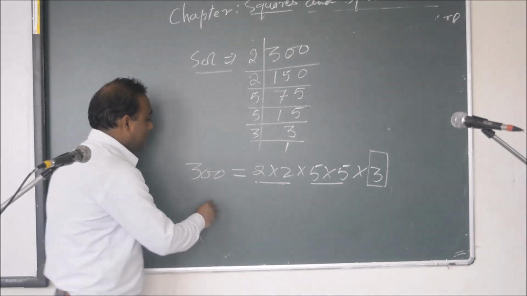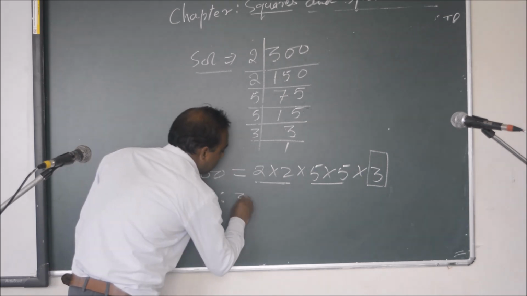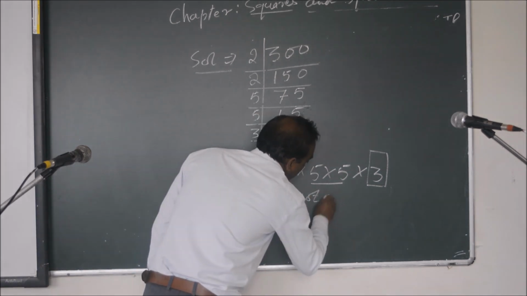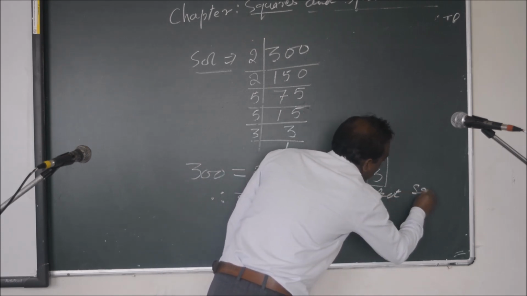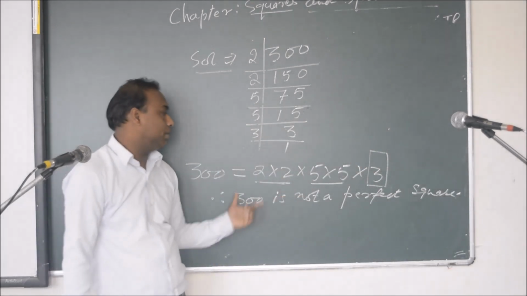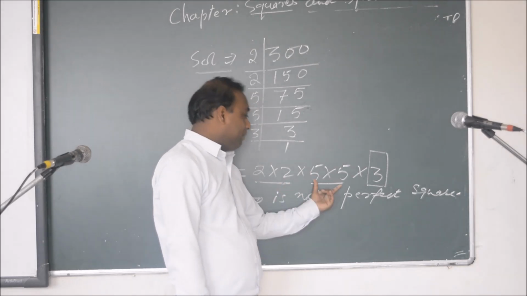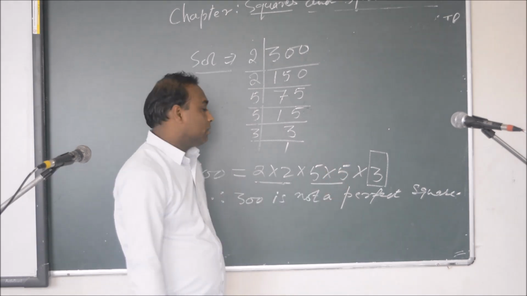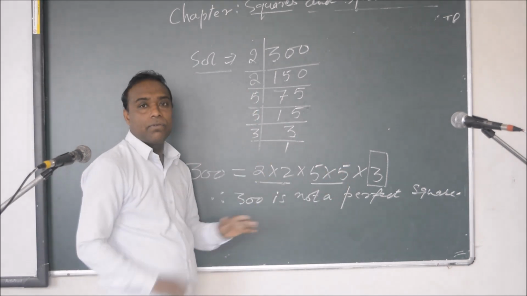So you can write here, therefore 300 is not a perfect square. Why? Because this 2 is in the pair, 5 is in the pair, but 3 is not in the pair. This 3 is left single. So that's why 300 is not a perfect square. The first part of the question we have completed.